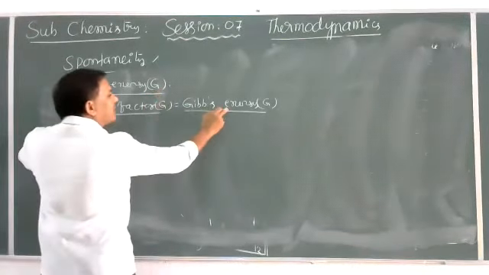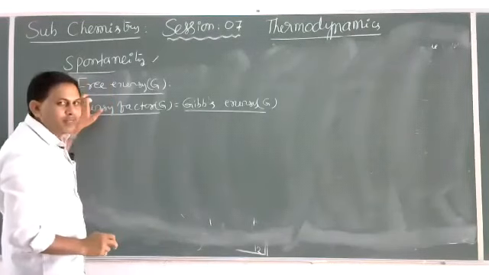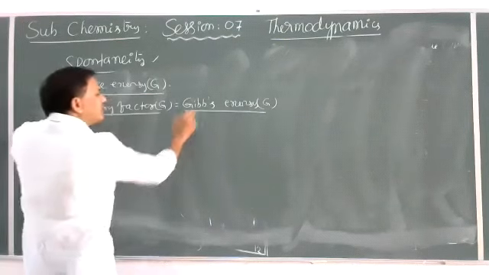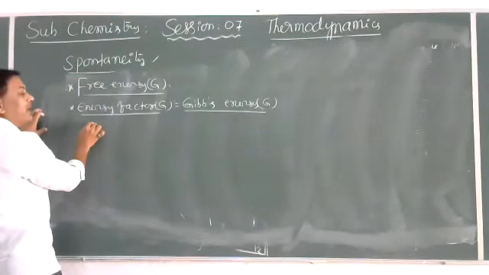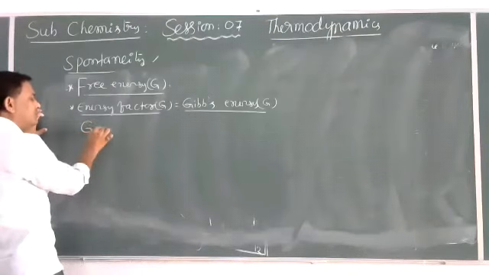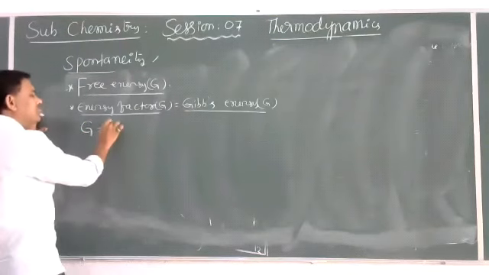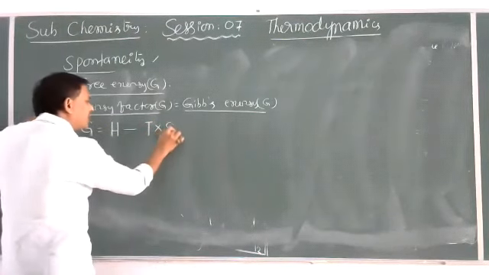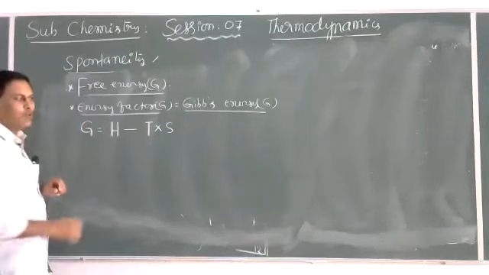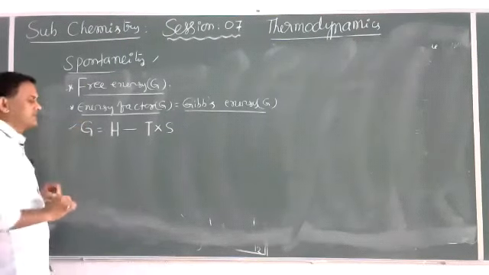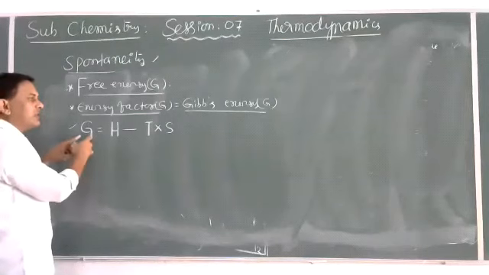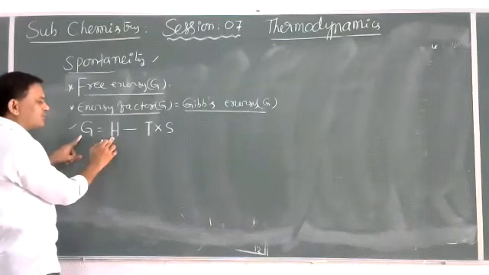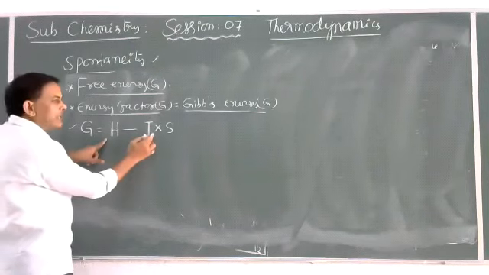That's why free energy is also a state function and an extensive property of the system. By using this, free energy G is equal to the enthalpy of the system minus the product of the temperature and entropy. It was introduced by the scientist Gibbs. It is the Gibbs energy equation. Here G is equal to H minus T into S.